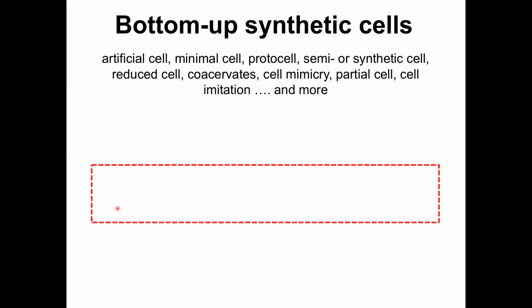We do one type in my lab so far, a little bit of a second type. I will not talk about this in the talk. You see there are a lot of words here: artificial cell, minimal cell, protocell, semi or synthetic cell, reduced cell, coacervate, and so on. It's a lot of words. You can encapsulate this into 3 categories.